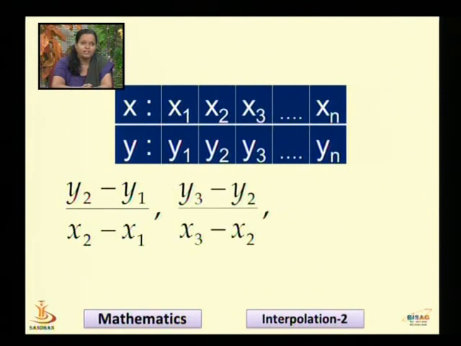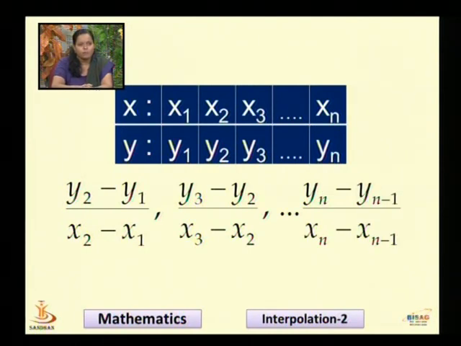Now see, these divided differences are ratios of two numbers, and the numbers in the numerator as well as in the denominator are differences between the y values and differences between the x values. So y2 minus y1 divided by x2 minus x1. Next, y3 minus y2 divided by x3 minus x2, so on and so forth, up to yn minus yn minus 1 divided by xn minus xn minus 1.